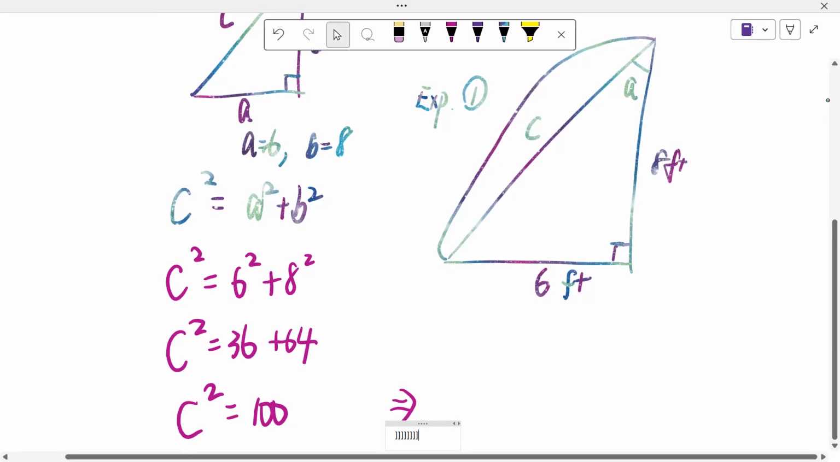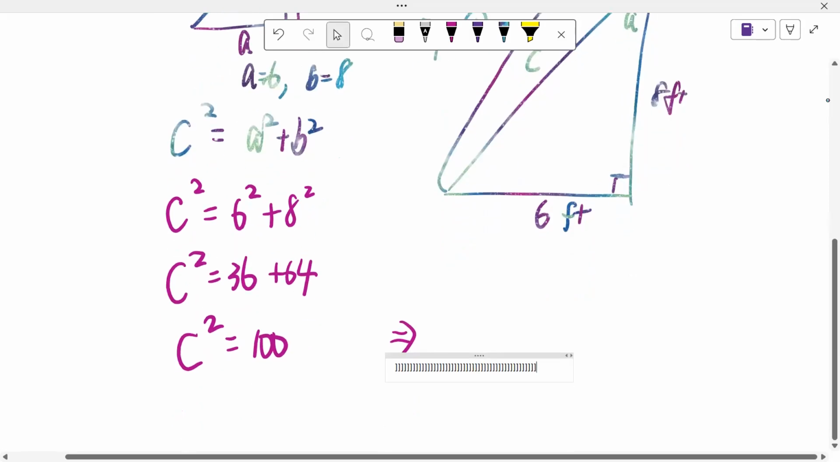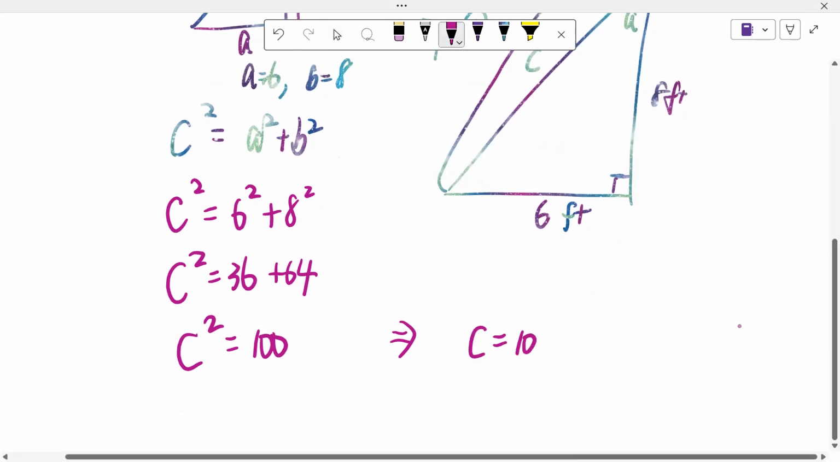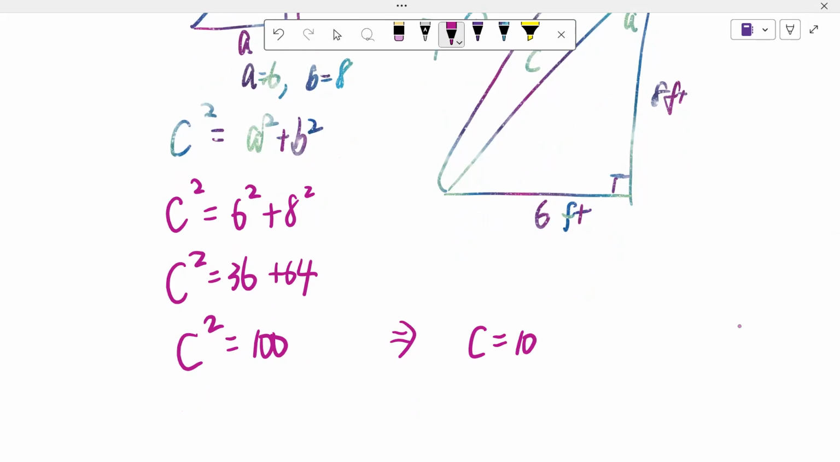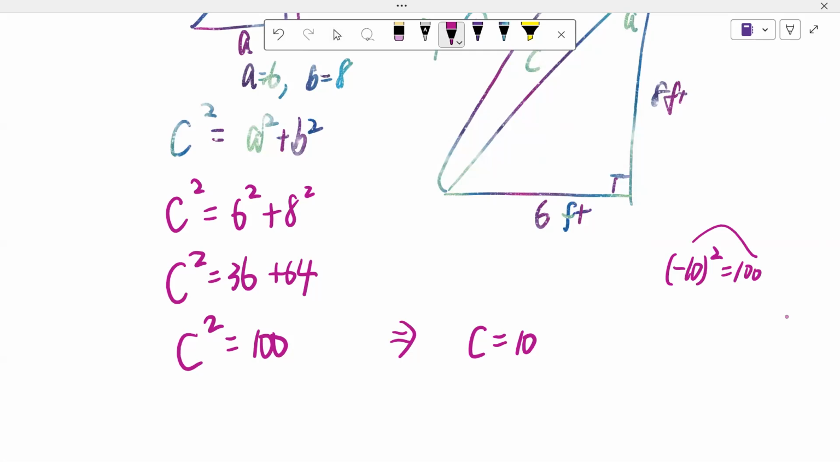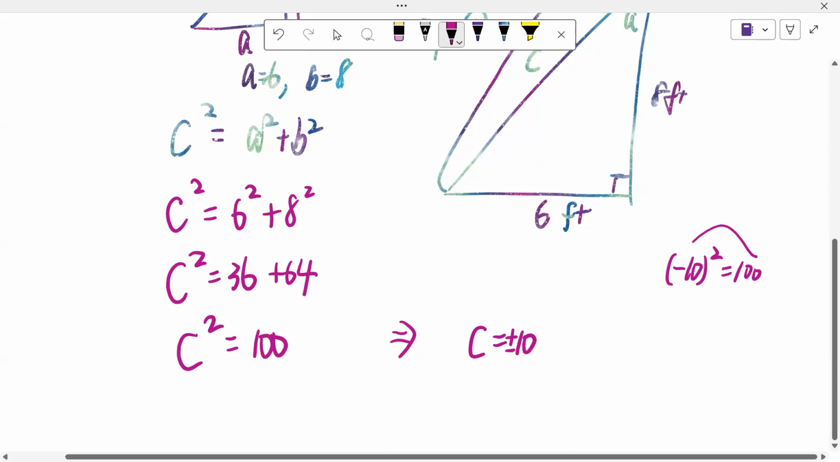Any suggestion? What do you think? What squared equals 100? Is it 10? Yes, very good. Exactly. So C equals 10. How about negative 10? You said negative 10? Yes, is negative 10 squared equal to 100? It is, right? So actually the answer will be plus minus.